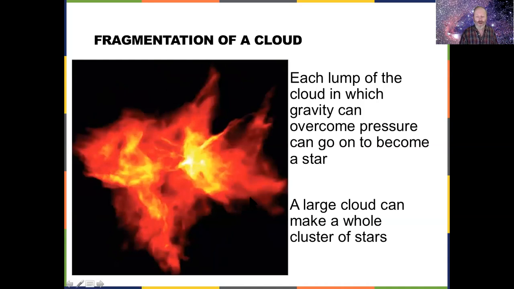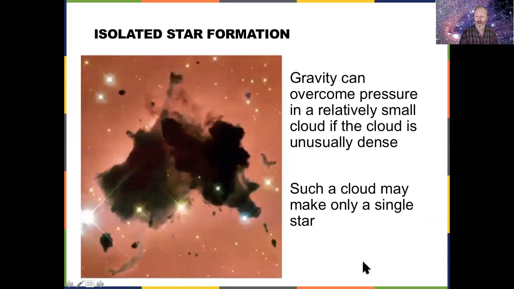A large cloud can make a whole cluster of stars. The Pleiades cluster, for example, which has hundreds of stars that we can see even through a relatively low power telescope, all come effectively from the same cloud, as well as the big half dozen or so major stars that are part of that.